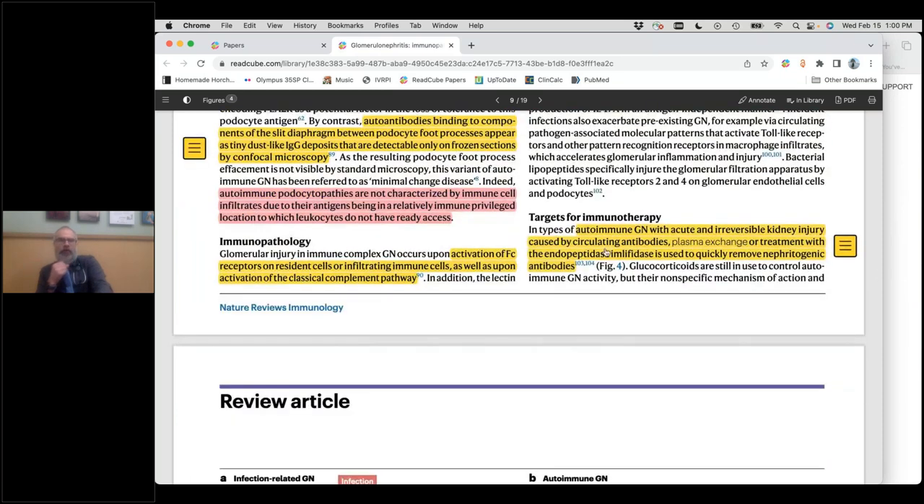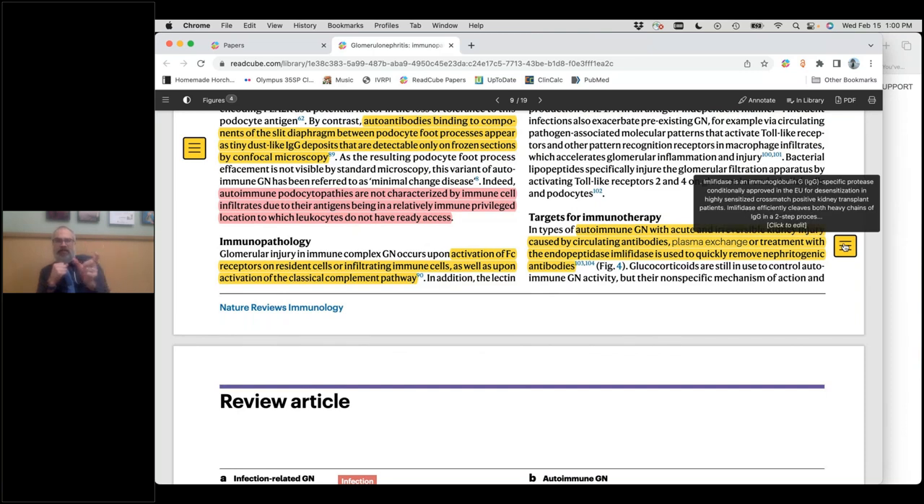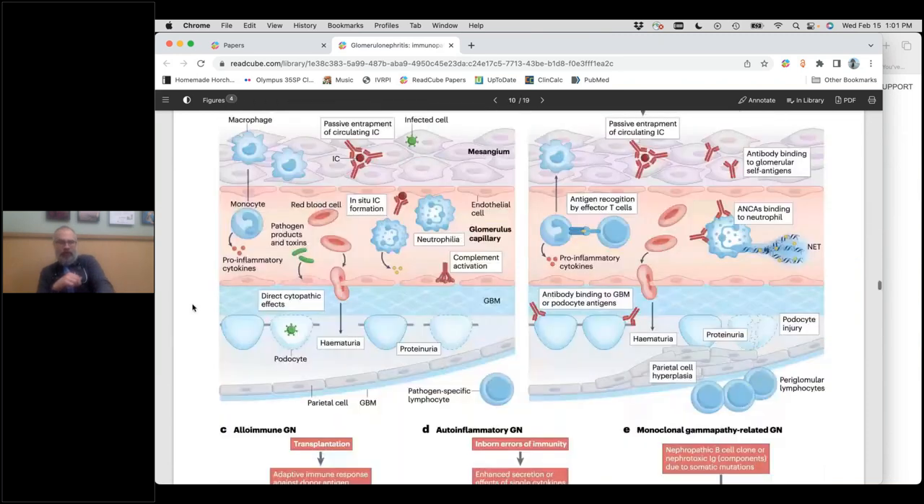Gotcha. They talk about autoimmune disorders where something like plasma exchange to get rid of those antibodies could be used. And then the endopeptidase imlifidase can be used, which I had never heard of before. It's an IgG-specific protease, and it's approved in Europe. I don't know if it's approved here in the US, but I think it's approved for treating kidney transplant rejection. It cleaves IgG, and it's a way to essentially inactivate IgG. So I thought that was a very cool therapeutic approach.